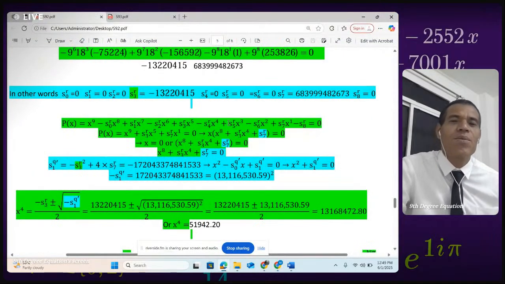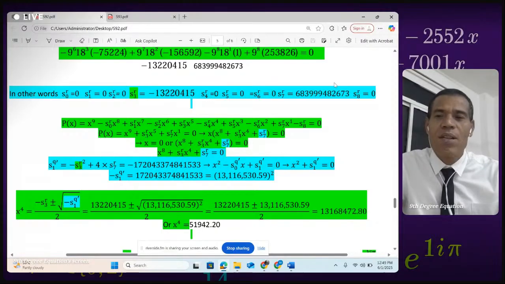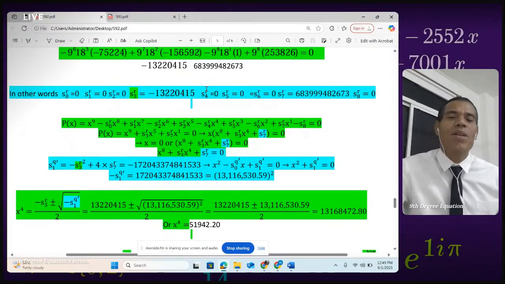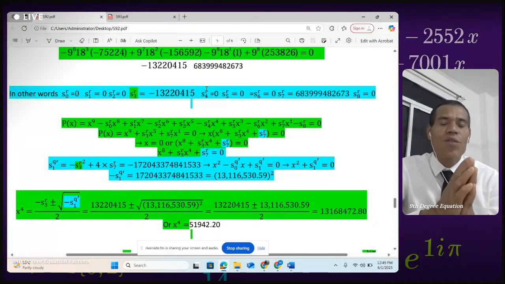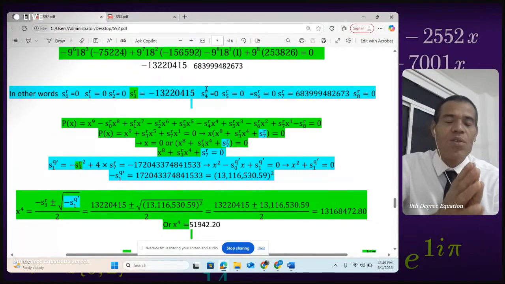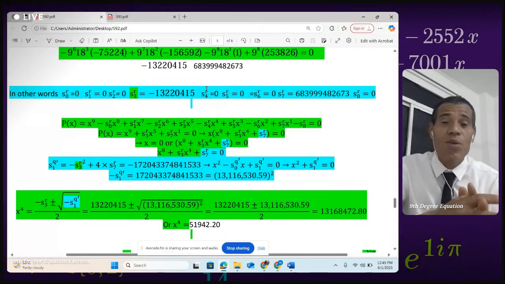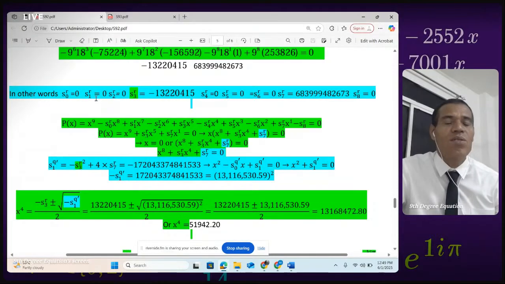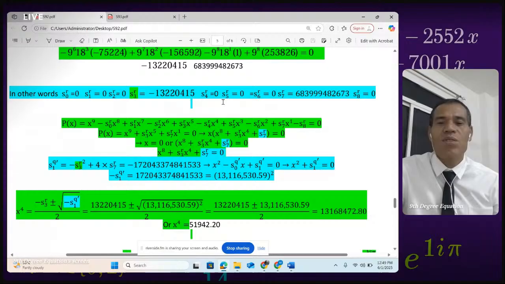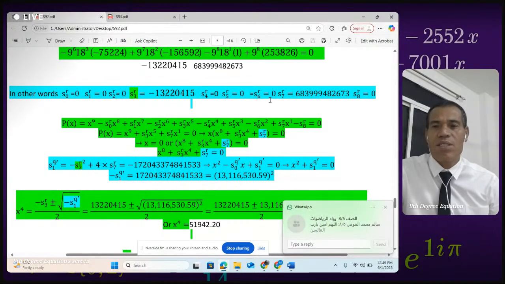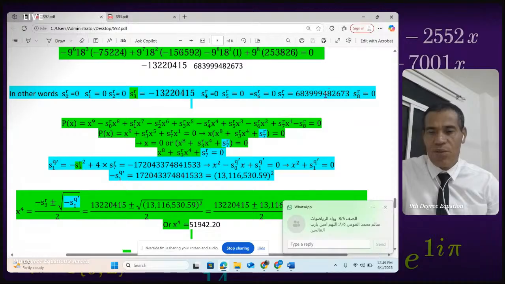Here, my colleagues, we start with a 9-degree polynomial equation, and we apply the theorem of Mourad and Ezouidi, and we calculate the new coefficients of the new 9-degree polynomial equation that corresponds to the original one, and we find that S0 is 0, S1 is 0, S2 is 0, S3 is negative 13,220,415, and S4 is equal to 0, S5 equal to 0, and S6 is equal to 0, S7 is different to 0, S8 equals 0.